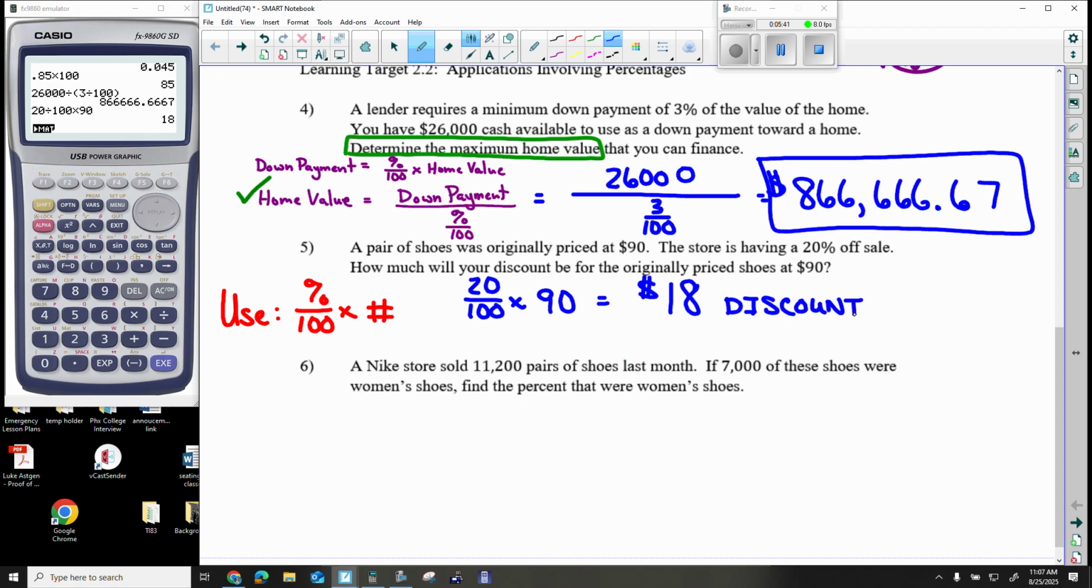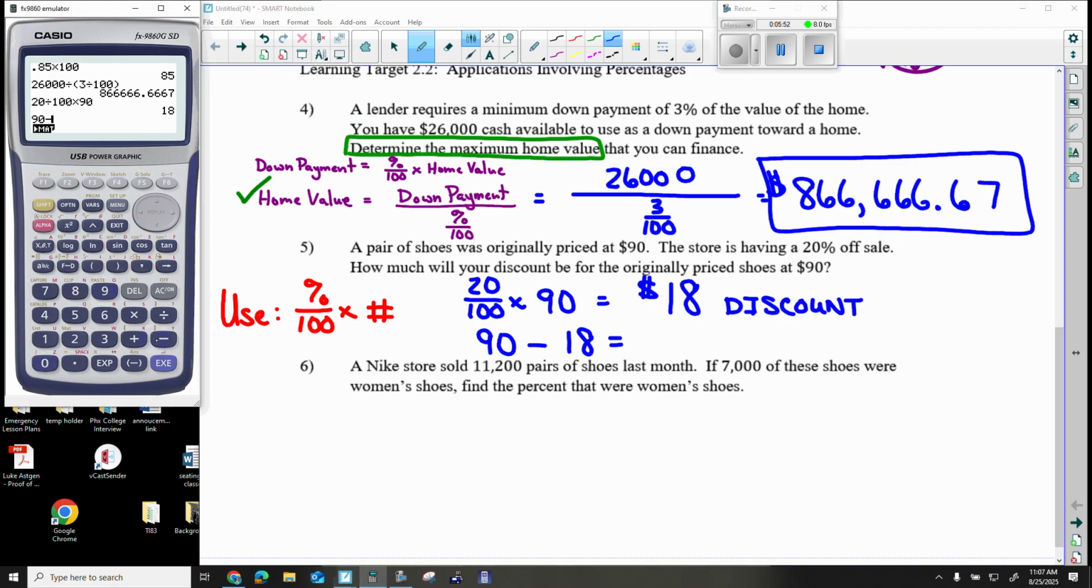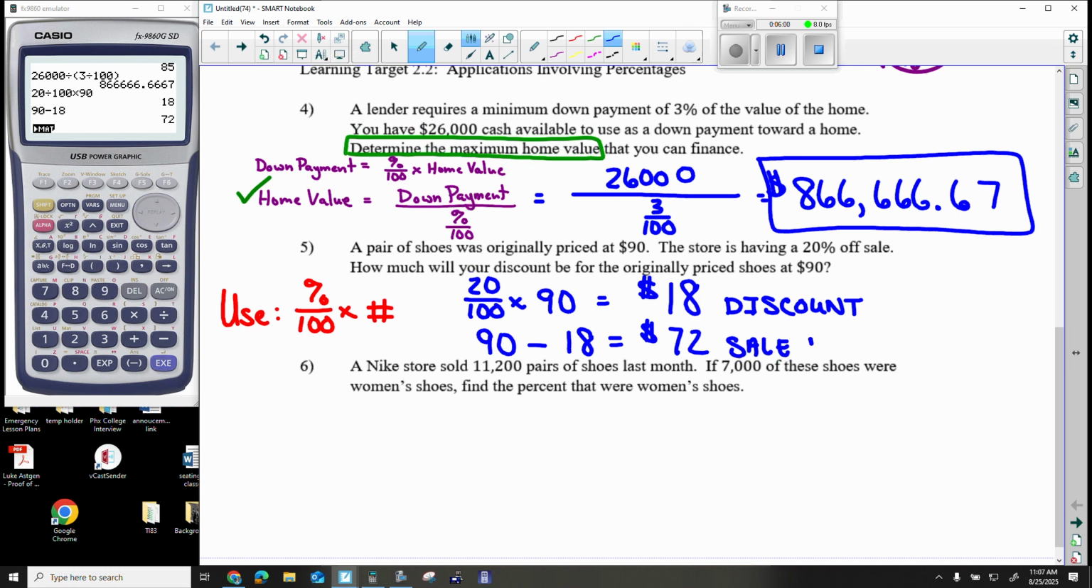Sometimes they'll ask, what is the sale price? In that situation, you take the price of the product and take off the discount that you get to take. So that would mean that the sale price would be $72. Again, I'm not sure what they're going to ask, but it's better to be prepared for both.